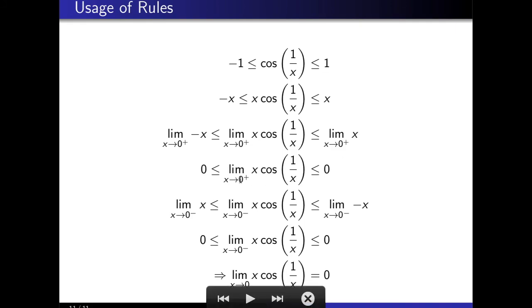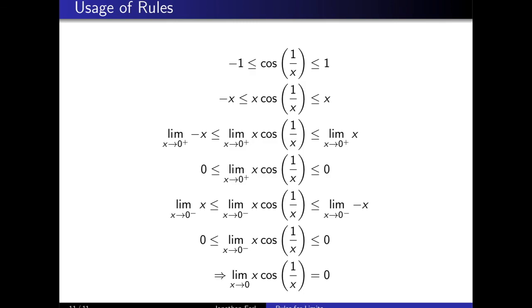And then we can do the same thing for left limits. We take the limit as x goes to 0 from the left of x, which is less than or equal to the limit as x goes to 0 from the left of x cosine of 1 over x, which is less than or equal to the limit as x goes to 0 from the left of minus x. Again, limits of polynomials kick in, so we have 0 is less than or equal to our limit as x goes to 0 from the left of x cosine of 1 over x, which is less than or equal to 0. So the left limit also has to be equal to 0. Now the left and right limits are both equal to 0, so our two-sided limit, the limit as x goes to 0 of x cosine of 1 over x, has to be equal to 0.